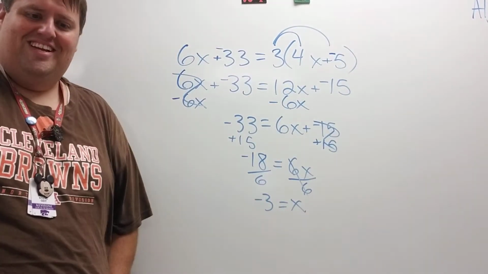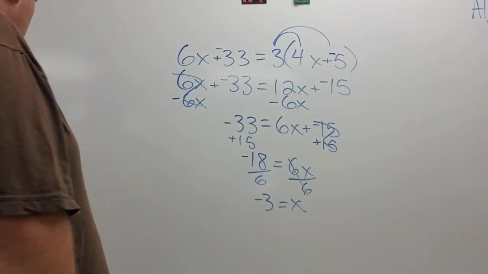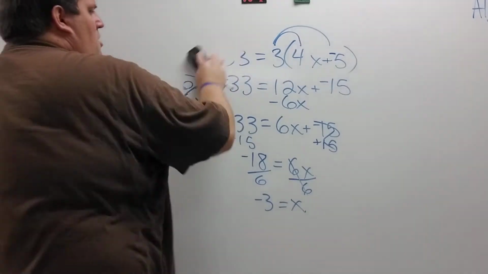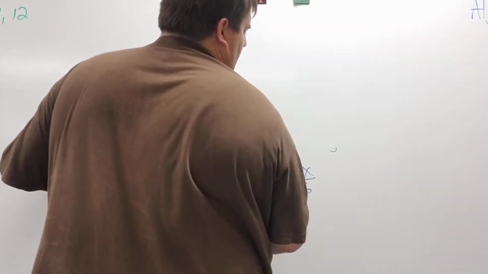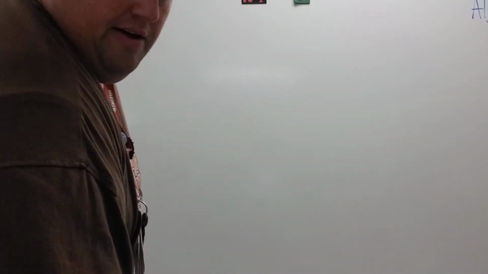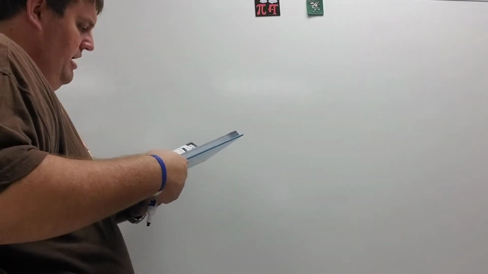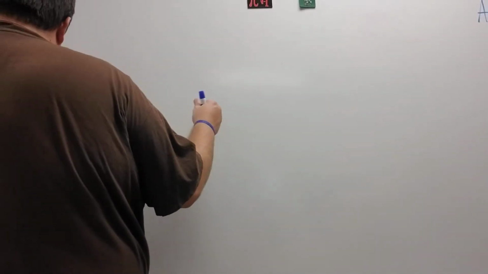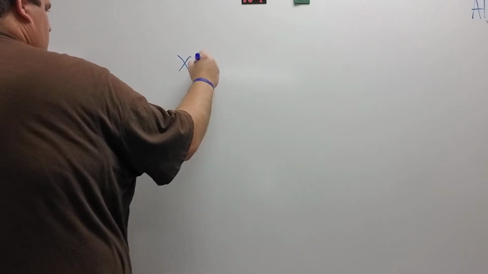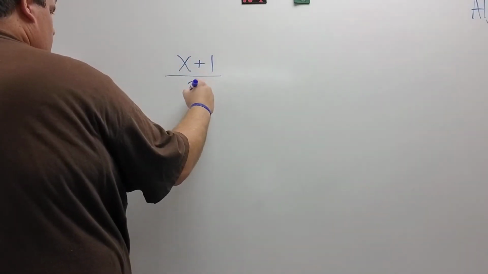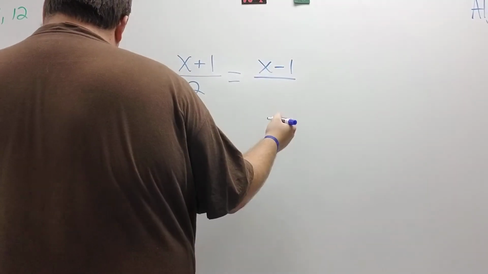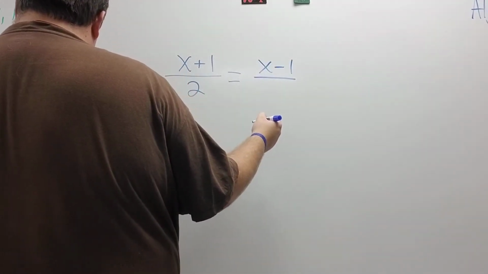Woo! All right. I'm hoping you guys are feeling pretty good about this. It's not that much. We're just learning one new step that you may have learned before. So let's do one that's a little bit tougher, and then I'll let you guys go. All right? Let's do (x plus 1) over 2 equals (x minus 1) over 3.